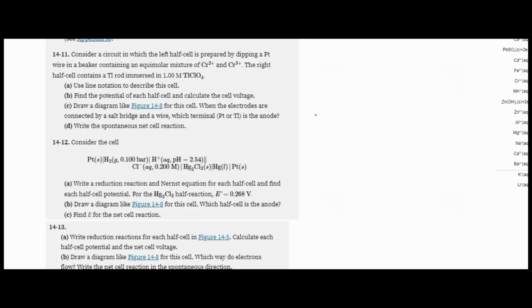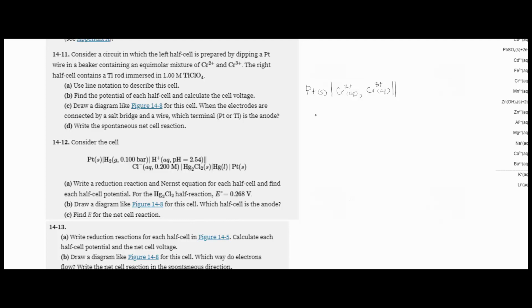Number 11, we're asked to consider a circuit where the left half cell is prepared by dipping a platinum wire, so it's solid platinum, in a beaker that contains an equal molar mixture of chromium 2, aqueous, and chromium 3. So when we go to write our line notation, we put a comma between our chromium 2 and chromium 3. We do need to have the phases there. They are both aqueous. Then we're going to have our two lines. That indicates our salt bridge.